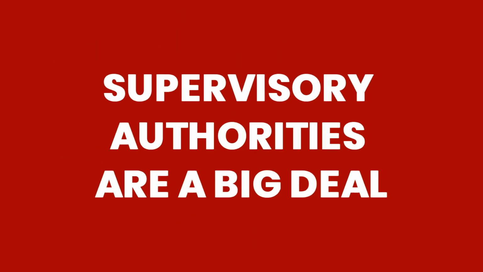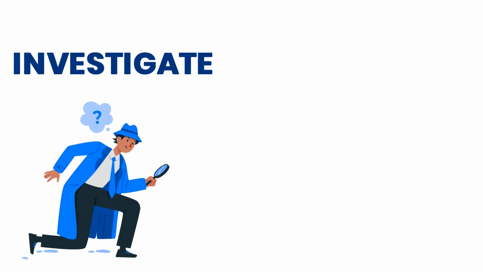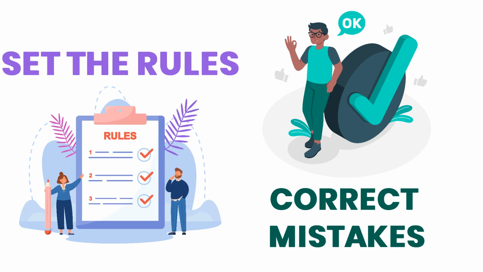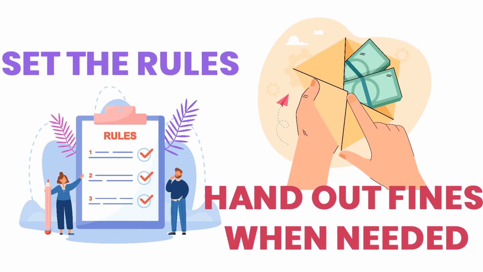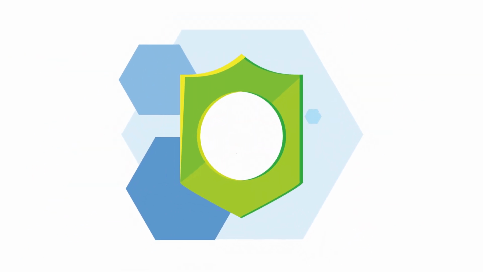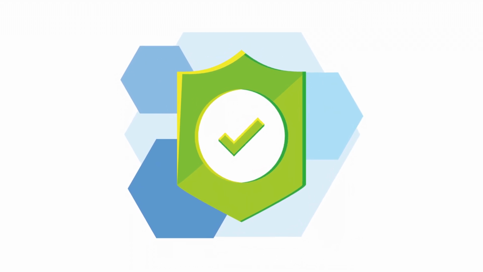Putting it all together. In short, supervisory authorities are a big deal. They investigate, correct mistakes, set the rules, and hand out fines when needed. They're here to protect your data and make sure companies stay on track.